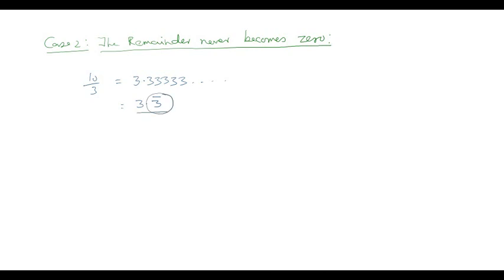Another one was 1 by 7. So 1 by 7 was 0.142857, and it is again repeating, 142857 and so on. So here this is a repeating block, where we can write this in this form.